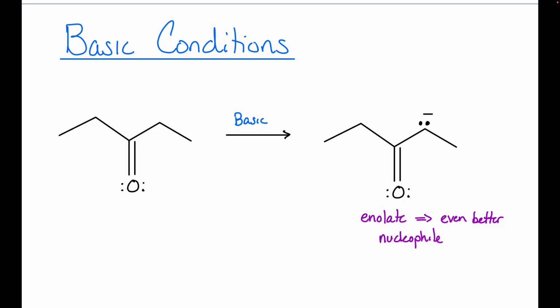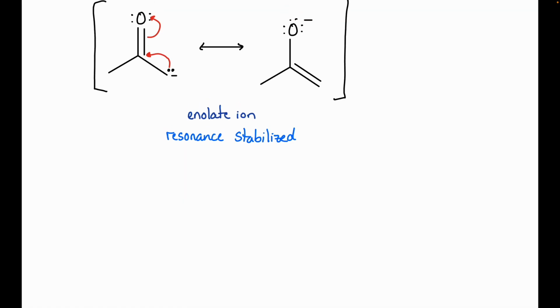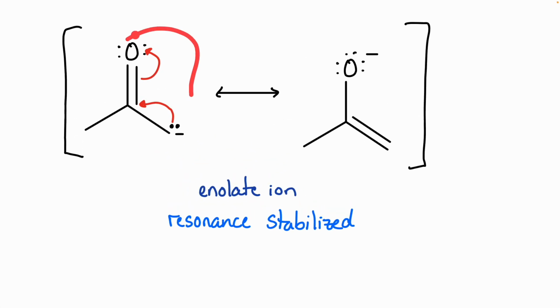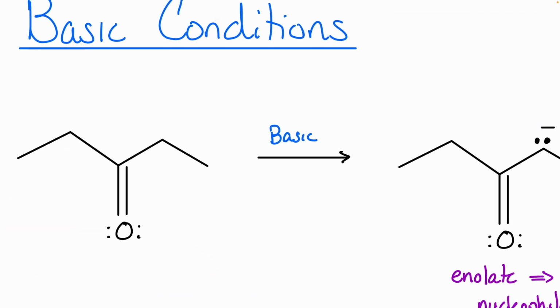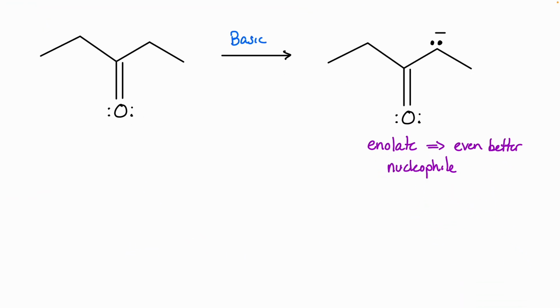It's the dead giveaway for a good nucleophile: that negative charge. So under basic conditions, we form those enolate ions. If I was being good, I would show both of my resonance contributors here, but I'm being lazy and just showing one of them. But we get this even stronger, even better nucleophile.